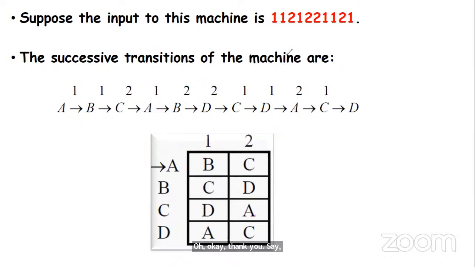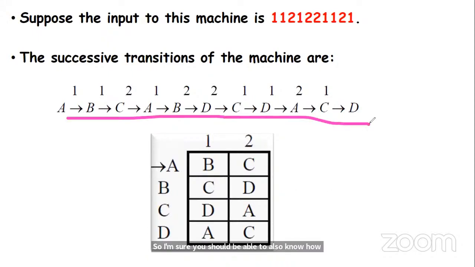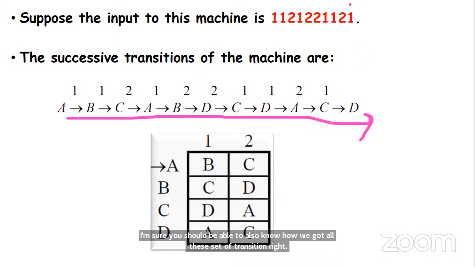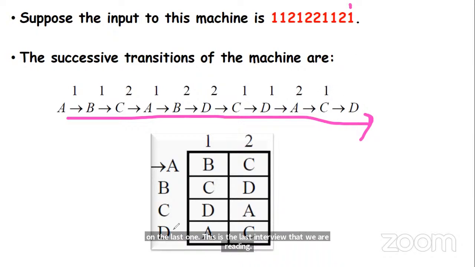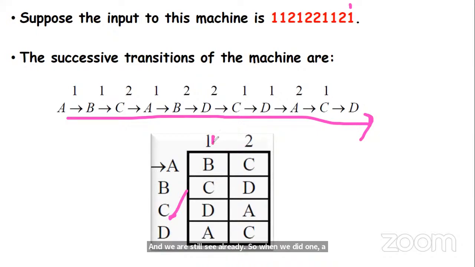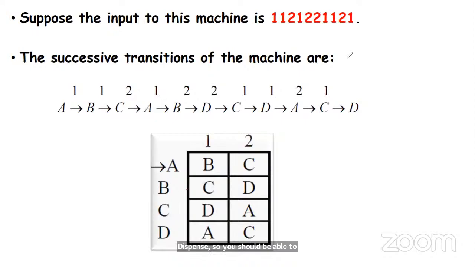So, all right, we can move on from here. I'm sure you should be able to also know how we got all this set of transitions. On the last one, this is the last input that we are reading, and we are at state C already. So when we read a 1 as state C, it takes us to D, and that's where we arrive at this point. So you should be able to read the table and the input sets that you have.